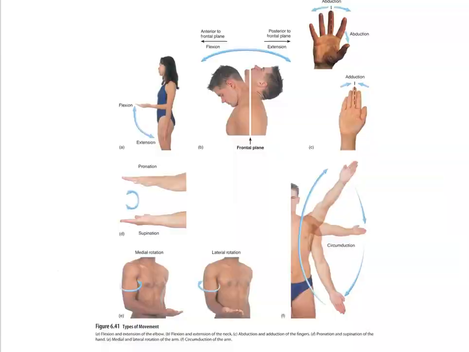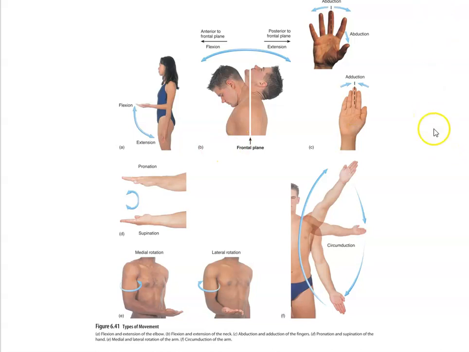And here are some examples where we see flexion and extension. Here, more common example is the arms, right? Flexing is that typical bicep curl type movement. Extension is moving it back out.